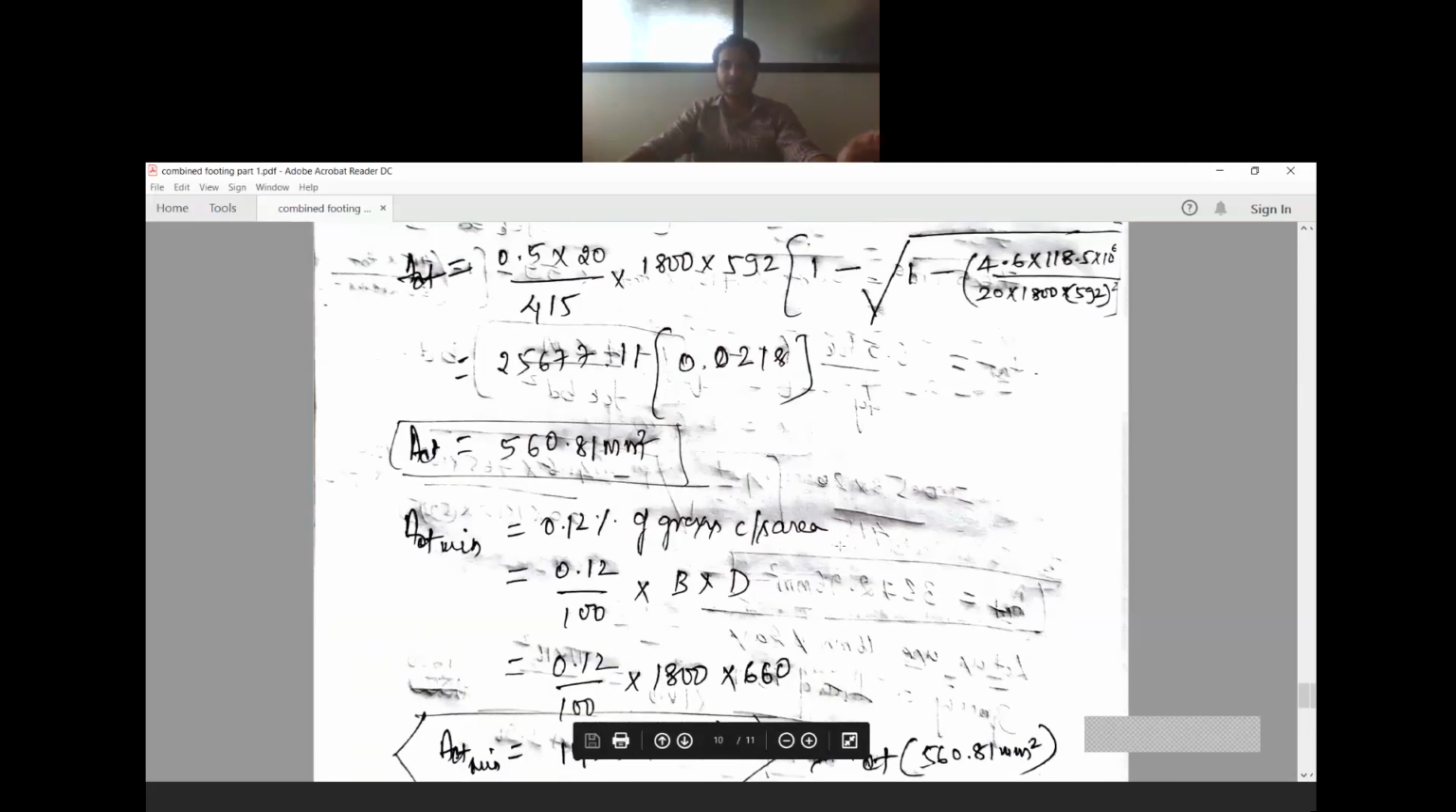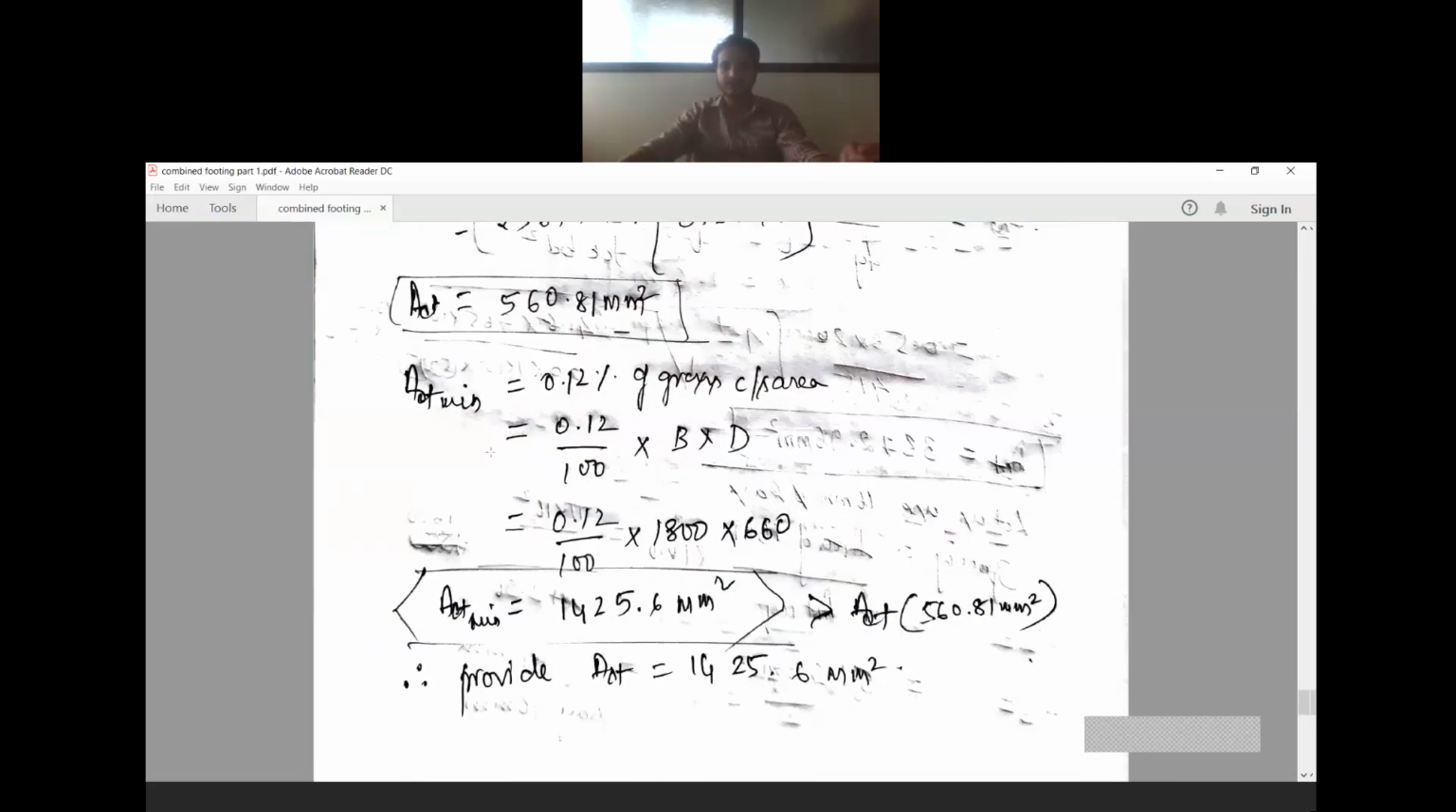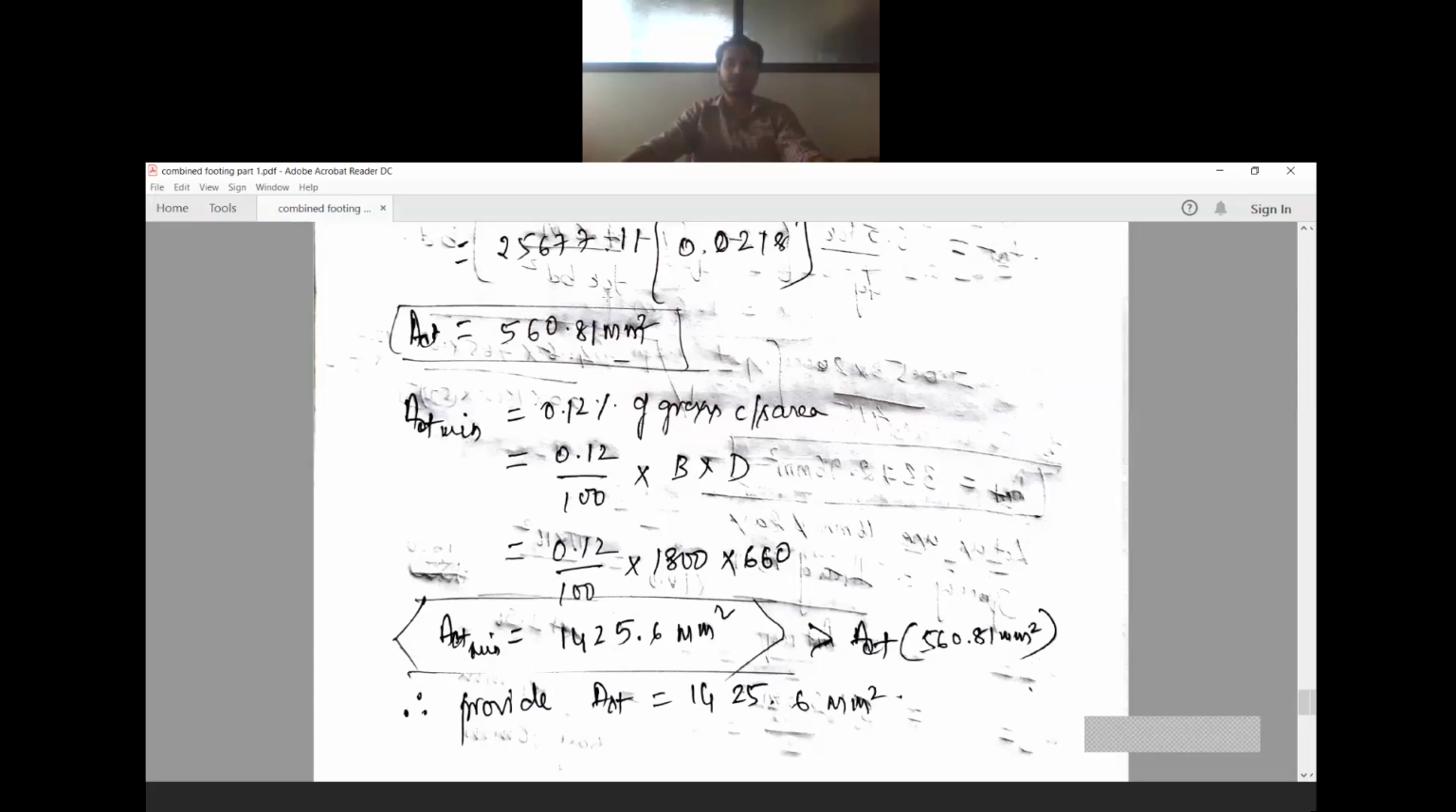Here, I have calculated Ast minimum. Ast minimum is 0.12% of the gross sectional area. Since I have calculated it once, the minimum requirement is 1425.6. According to this formula, I have got 560. So I will be considering the minimum steel value.